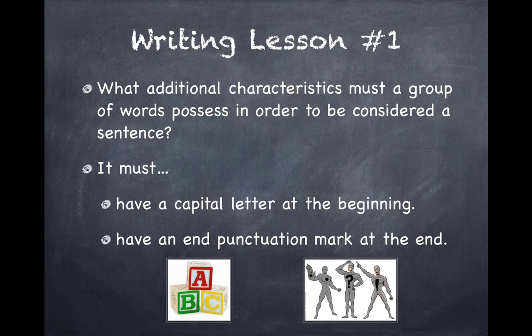So, all in all, we need about 5 characteristics for a group of words to have in order to be considered a sentence. Subject, verb, makes sense standing alone. Additionally, we also need to capitalize it and punctuate it correctly.